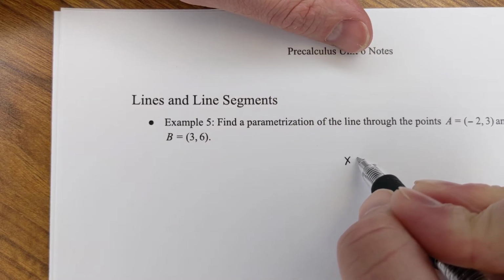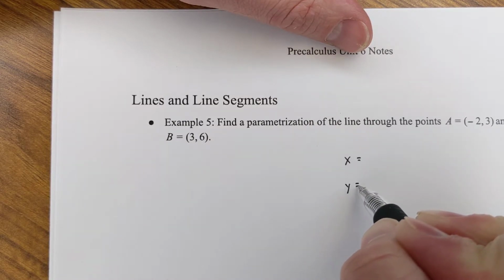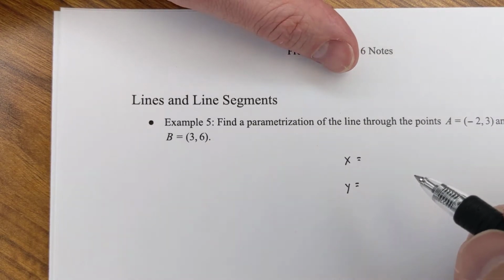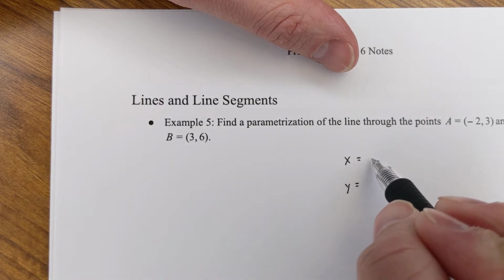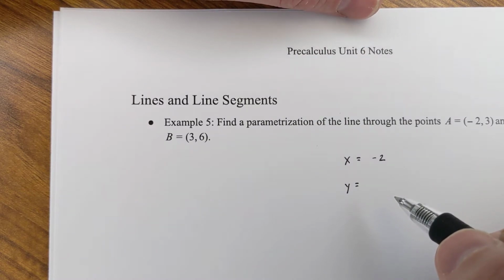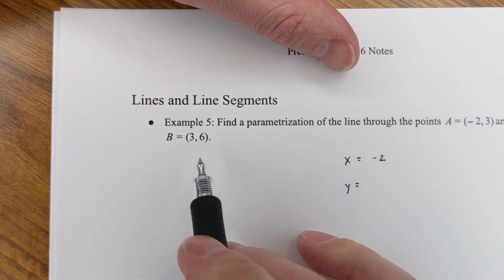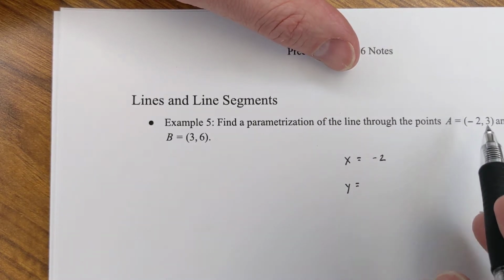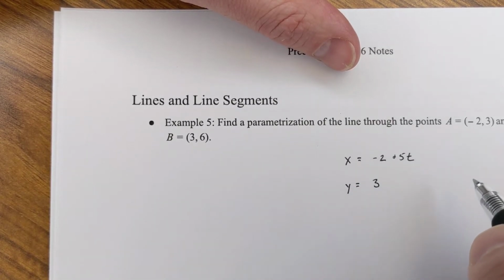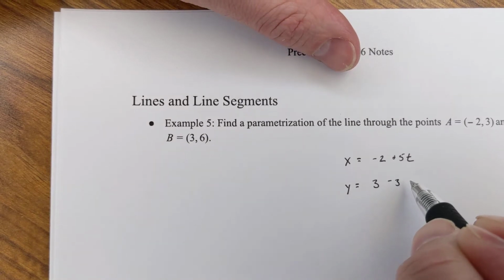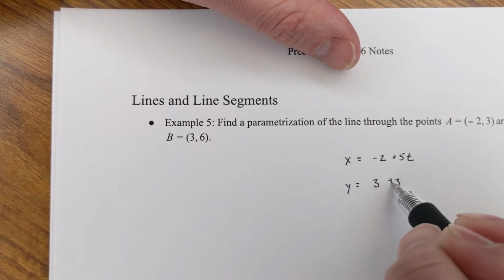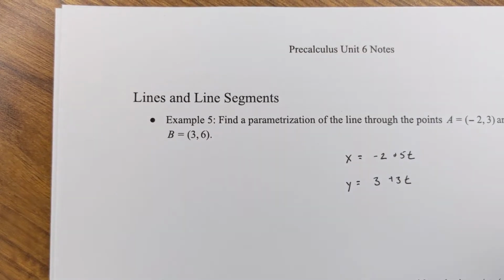So my x value is equal to, and my y value is equal to... So this is going to be, we start at -2, so it gives me a -2 there. And the change in the x value is 5, so plus 5t. And this one's going to be 3 minus 3t. No, plus 3t. So those would be your two equations.